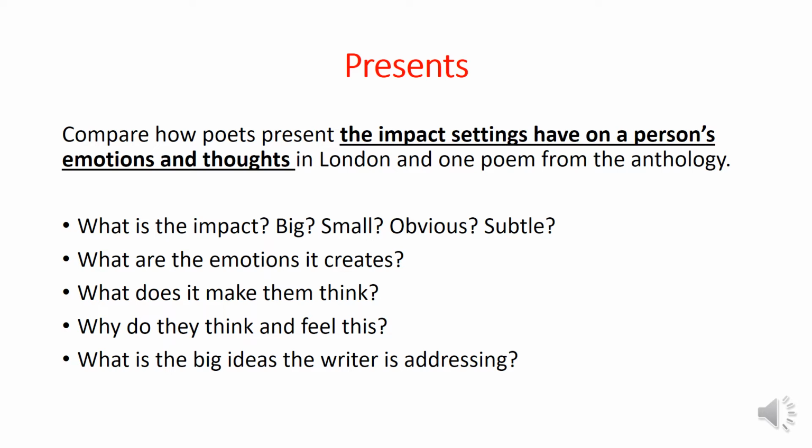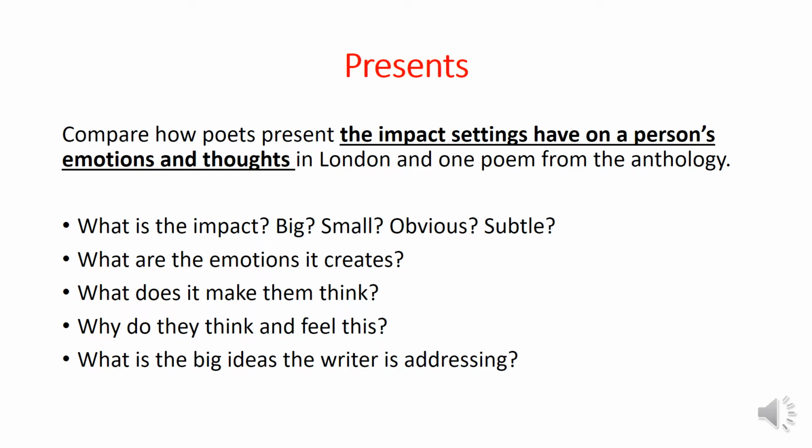This is the question. So the first thing you should do is, rather than rush to write everything down, have a little bit of a think about what the question is asking you to do. So I'm going to have a look at it now. So the impact. It uses the word impact. So impact of something means like the consequence. So is it a big consequence, small consequence, an obvious one, or a subtle one that people can't see?